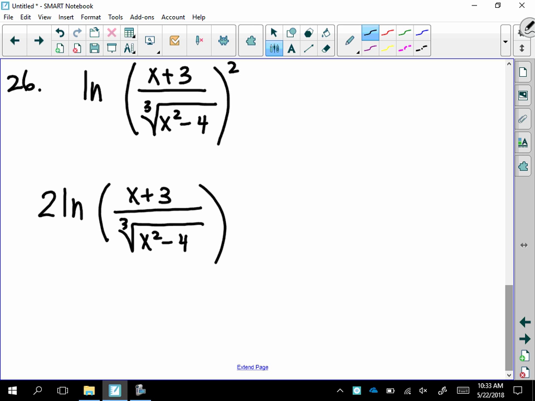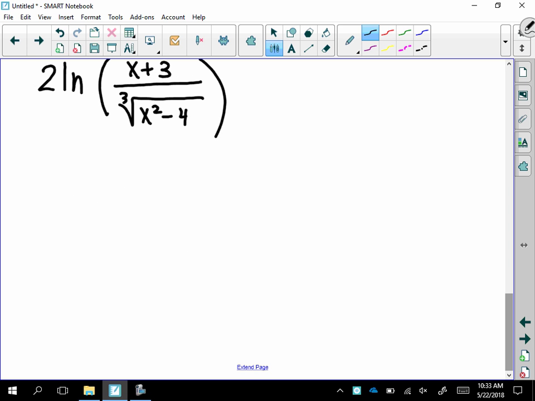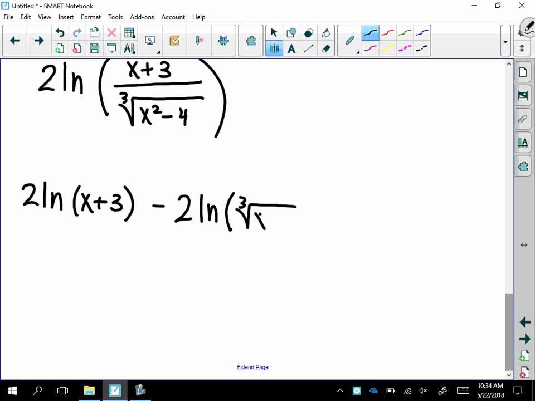Now we have the logarithm of the quotient, and we can separate that out by subtraction. So we'll have 2 natural log of the numerator minus 2 natural log of the denominator. So that 2 has to follow each of those logarithms. Is there anything we can do with the natural log of x plus 3? No, because x plus 3 doesn't have a product, quotient, or a power. So we're done with that.